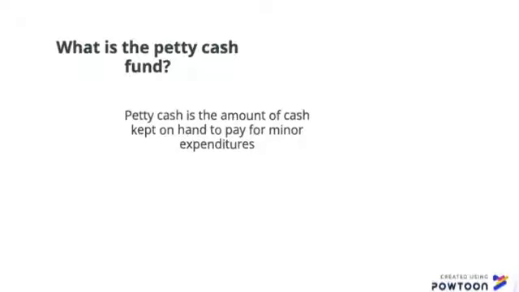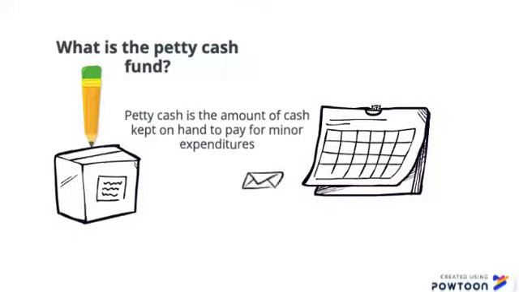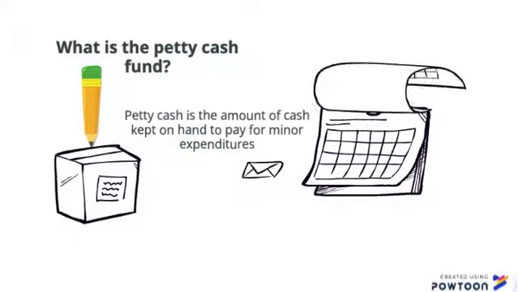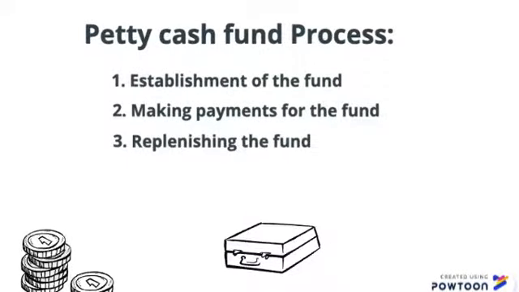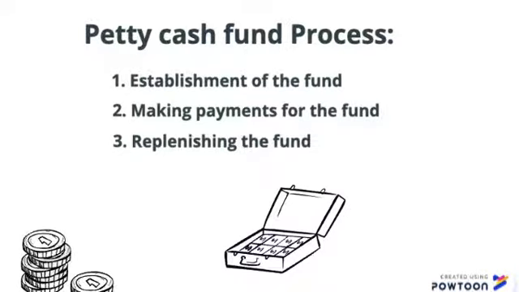Petty Cash Fund. What is the Petty Cash Fund? This fund is the amount of cash which is kept on hand for minor expenditures such as stationery, postage fees, and other small priced things. There are 3 steps in the fund. The first is the establishment of the fund, the second is making payments for the fund, and the third is the replenishment of the fund.